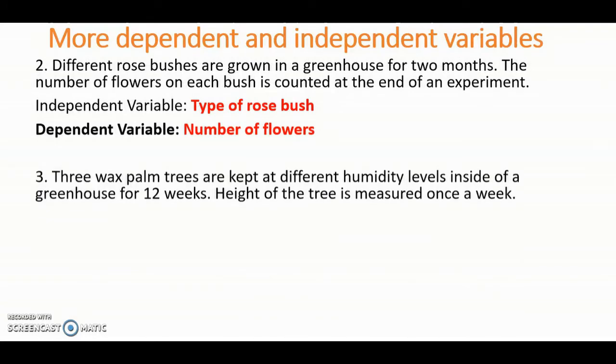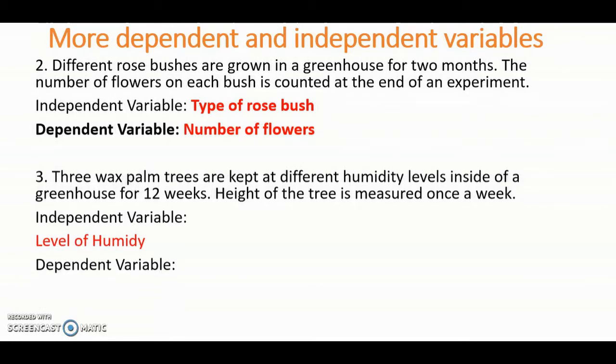Example 3. Wax palm trees are kept at different humidity levels inside of a greenhouse for 12 weeks, and the height of the tree is measured once a week. What is the independent variable? It is the level of humidity. And what is the dependent variable? It is the tree height.